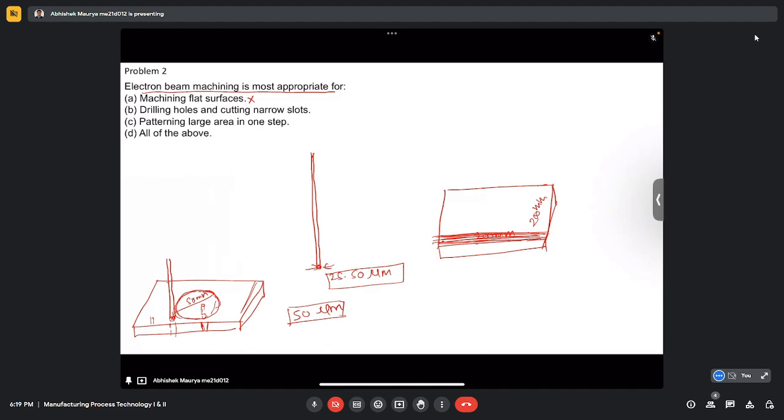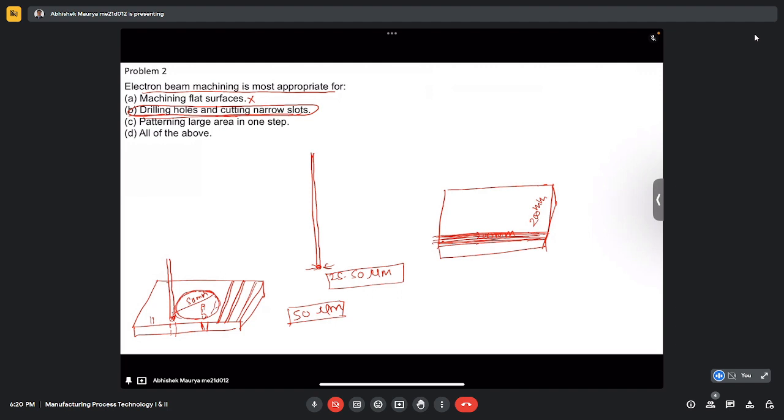Here, it has been shown cutting narrow slots. Yes, if you want to create some very narrow slot or some microfluidic channel, in that case, this process is the best. But if you want to do some machining for bigger slots, in that case, this process is not economical. So the correct answer is this one.